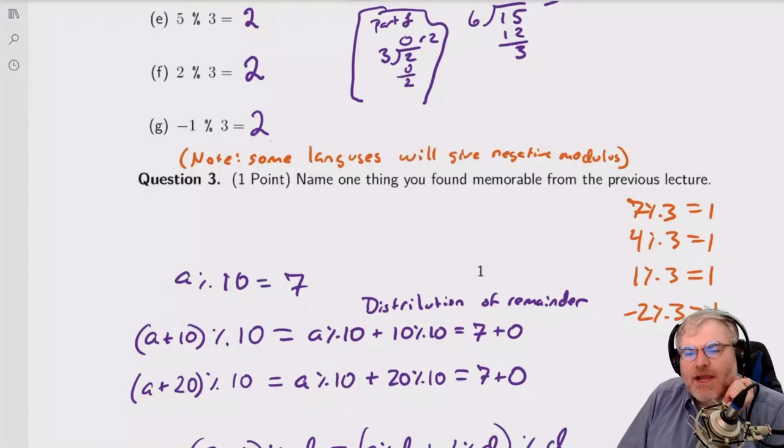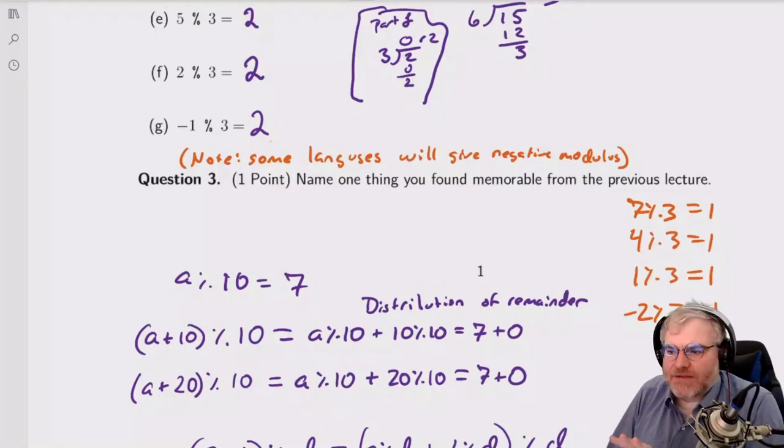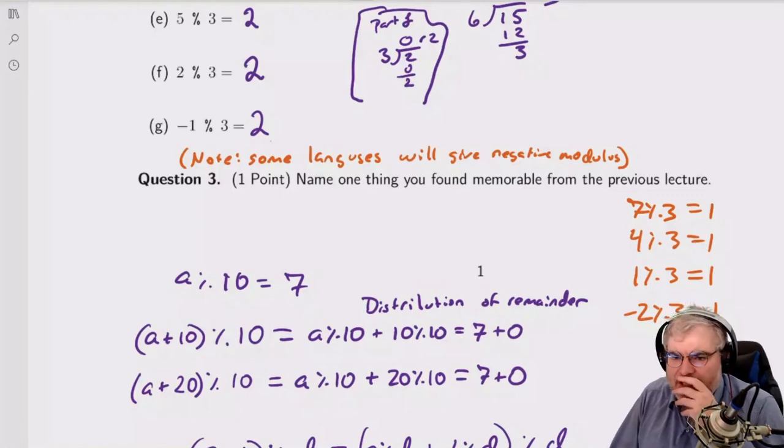And there is, by the way, a command for PHP to make it do that behavior. It's called GMP mod. And it always gives you a non-negative result, which is really what you're doing here. So I understand it's a little bit tricky. Are there any more questions about that?